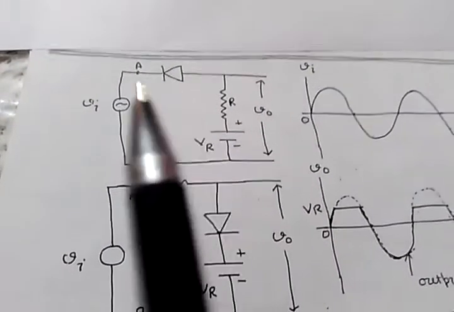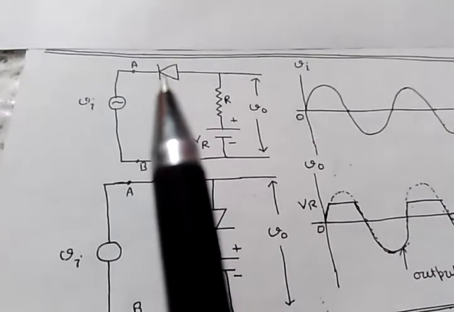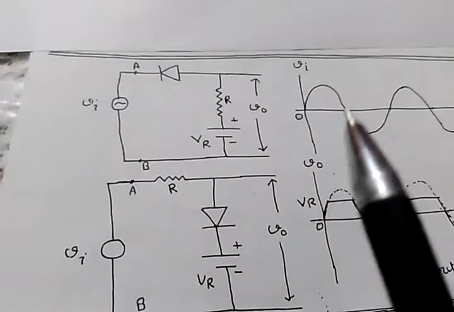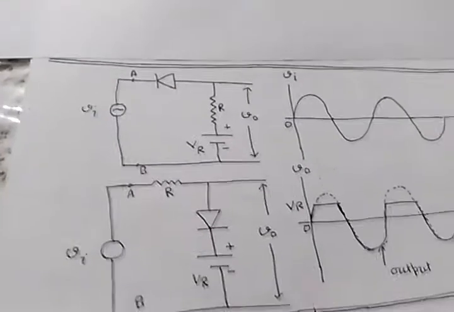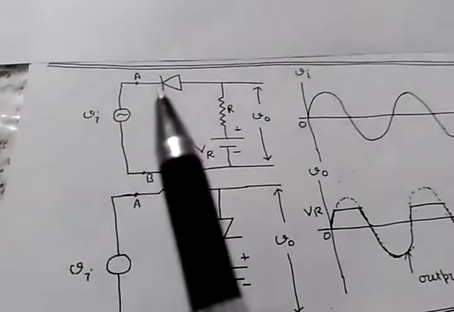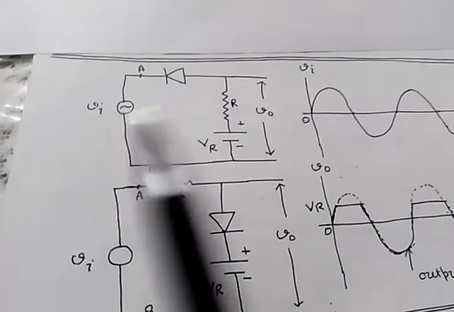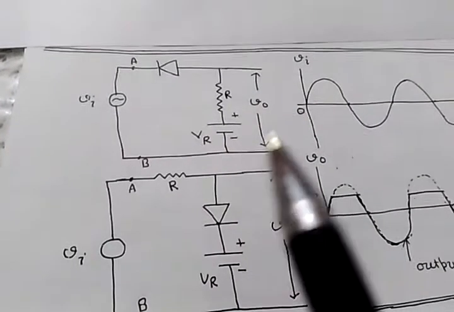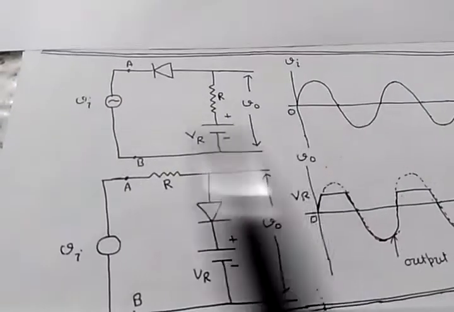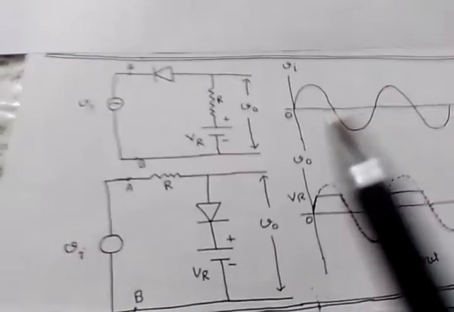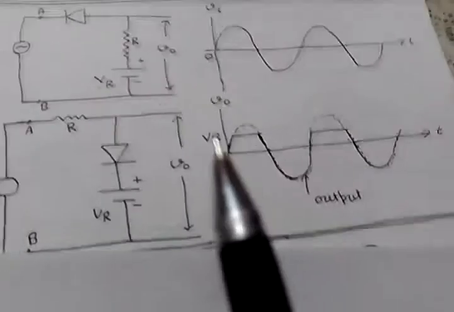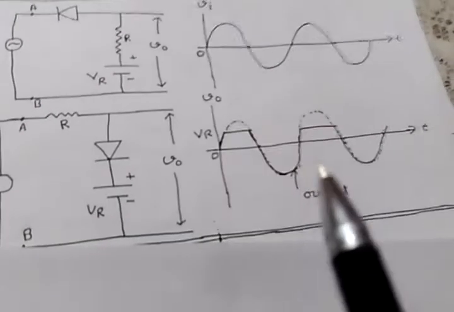So the diode will be in forward biased condition for the complete negative half cycle. In this case, the diode will be replaced by a short circuit and the input will appear in parallel with the output. So the output will follow the input for the complete negative half cycle. So the output waveform will be like this.